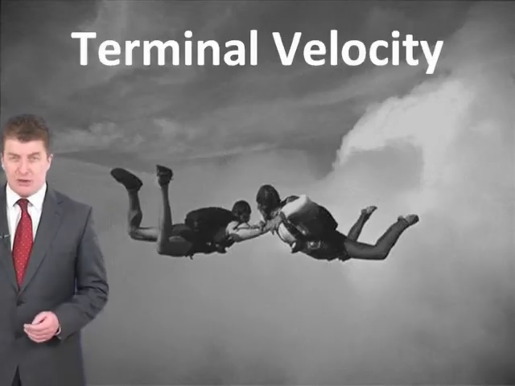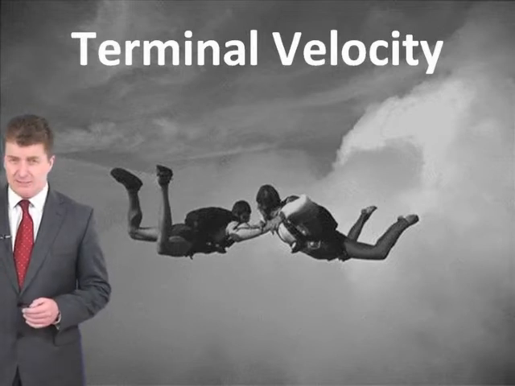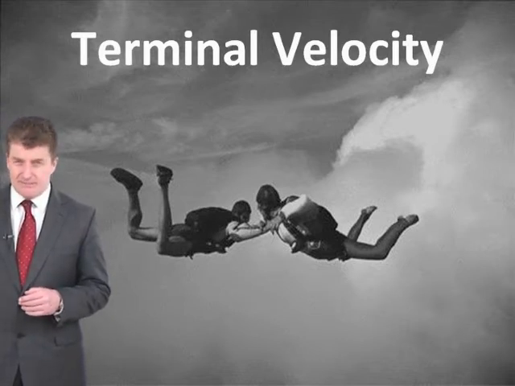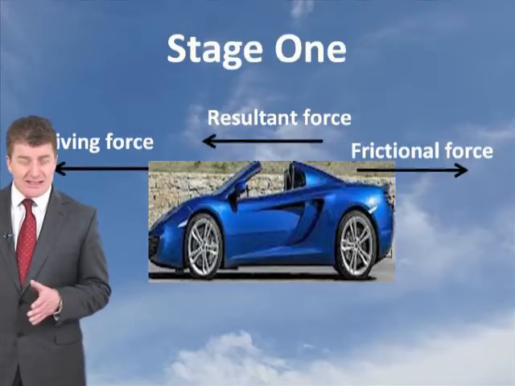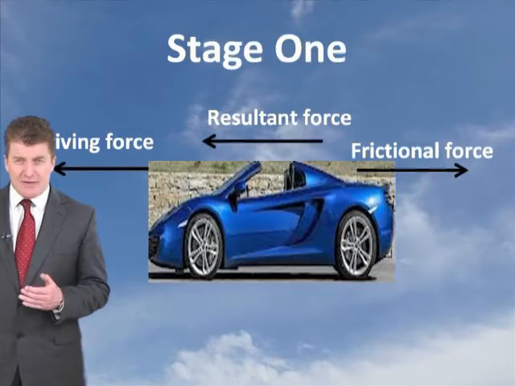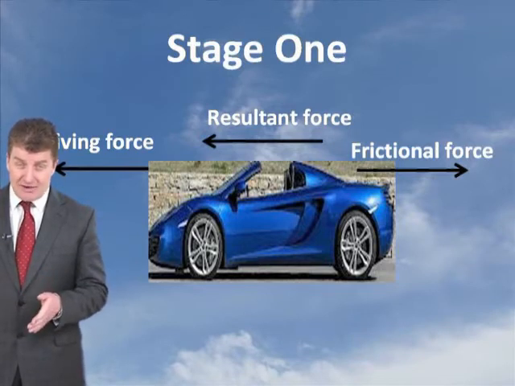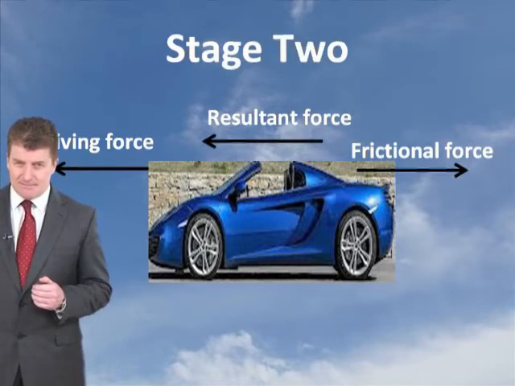Now the next expression I want to discuss is terminal velocity. What you'll find is that things in motion will eventually reach a point where they will not go any faster. And this point is called terminal velocity. Look at stage one. A car accelerates from standing, so there's a driving force pushing it forward, and the result is forward motion. So you put the accelerator down, and you will start to accelerate.